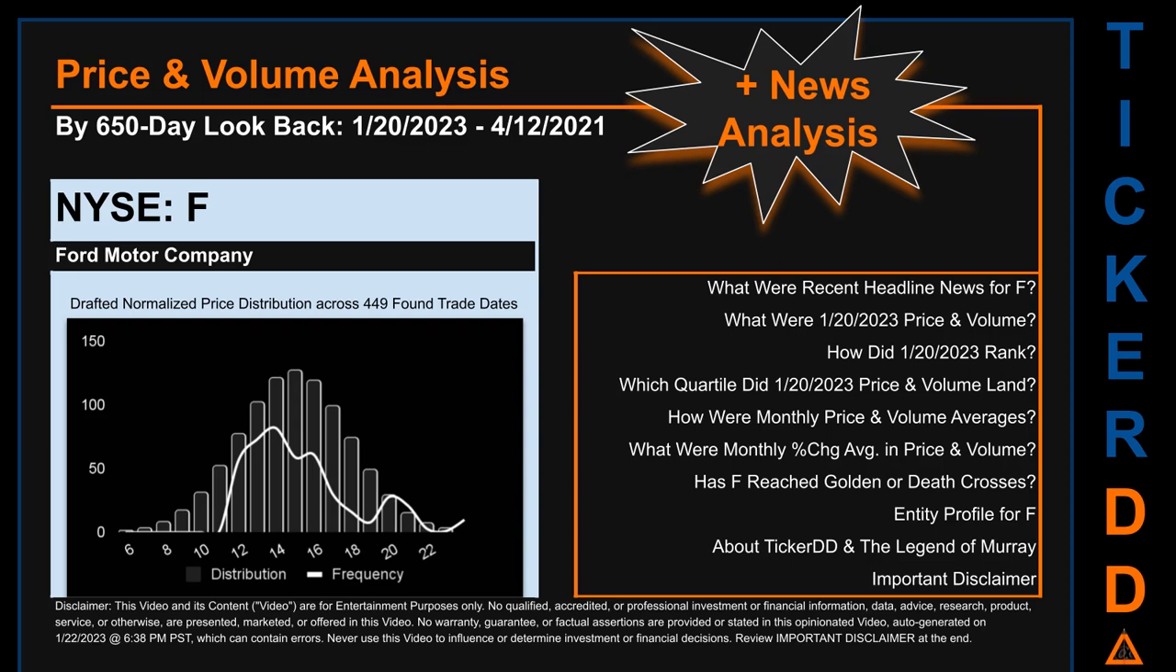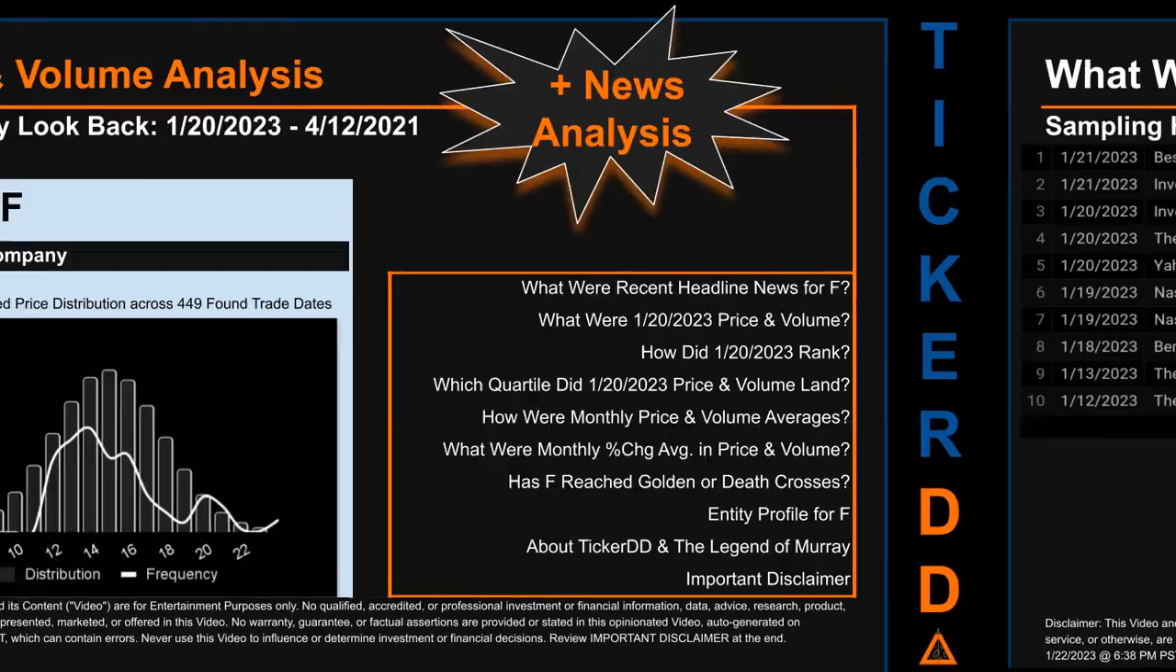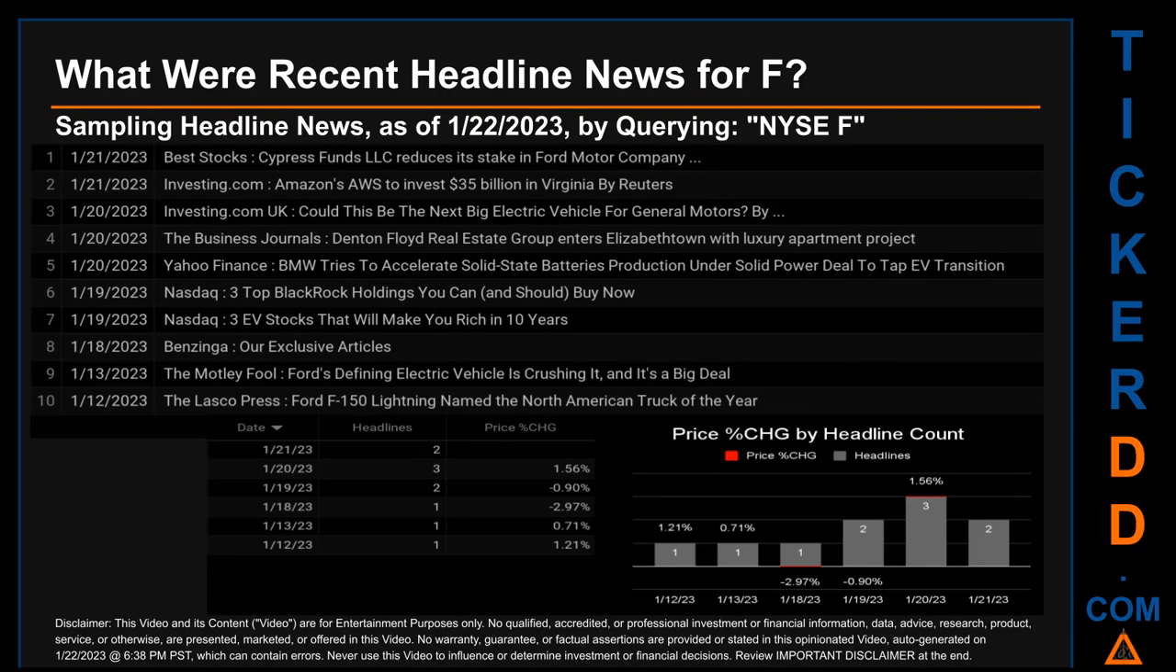Remember that this is just a drafted, in progress, observational model to best fit abstracted third-party data into various opinionated views. Before we jump into price and volume analysis, let's look at recent headlines for F. What were recent headline news for F?